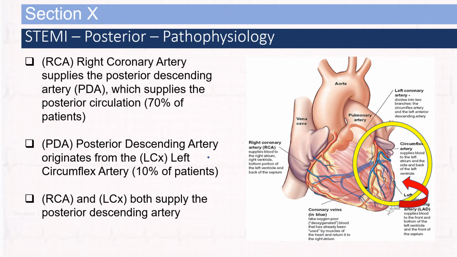The posterior portion of the heart is provided with blood via the right coronary artery. That supplies the posterior descending artery, which supplies the posterior circulation in 70% of patients. In 10% of patients, the posterior descending artery originates from the left circumflex, and in the remainder of patients, the RCA and left circumflex both supply the posterior descending artery.